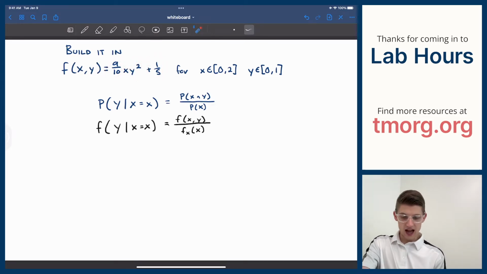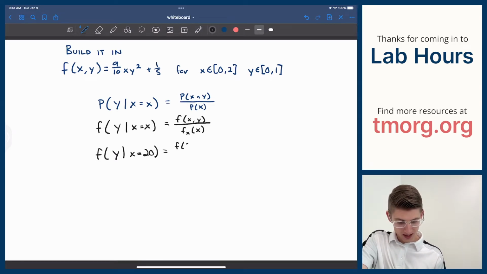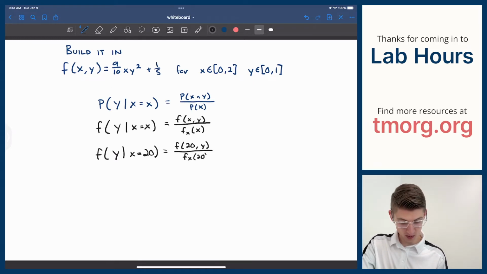So if I wanted, for example, and maybe this becomes a little bit clearer, if I plug in a specific value, like what does y look like if x is equal to 20? Well, that's going to be the f of 20 and y. We're in the world where x is equal to 20, so I need 20 to happen for x. But our new 100% is only the parts where x is equal to 20. This is a new conditional PDF that we're making here.